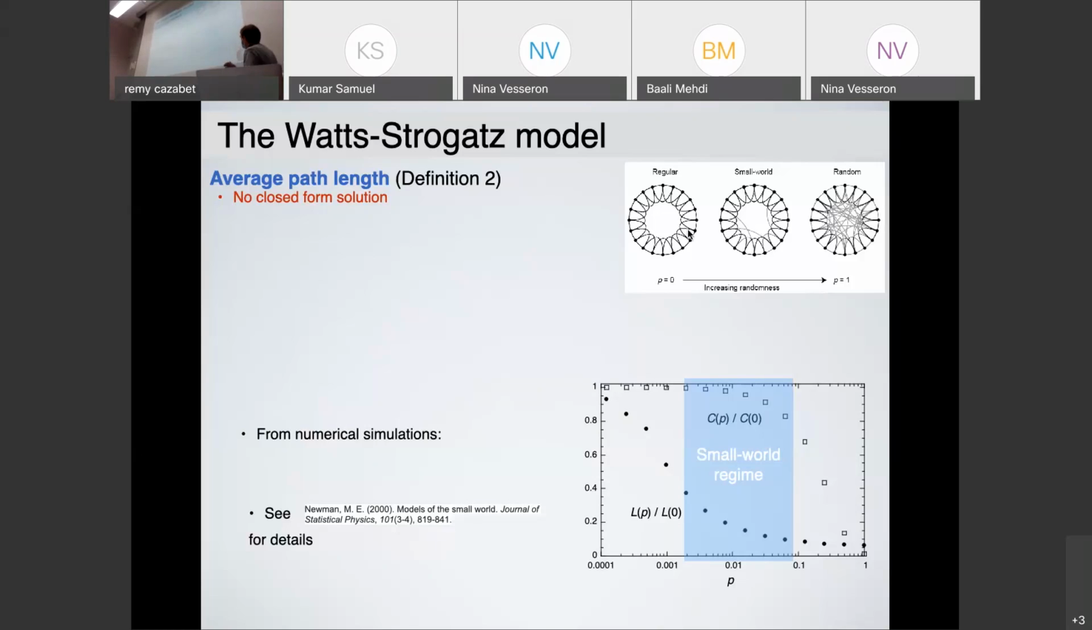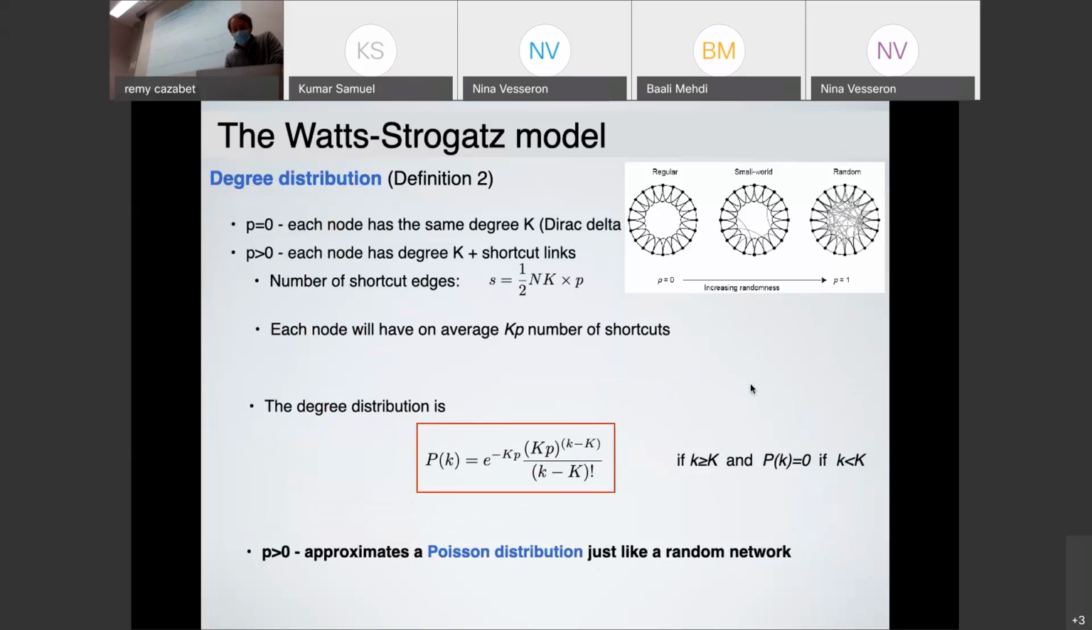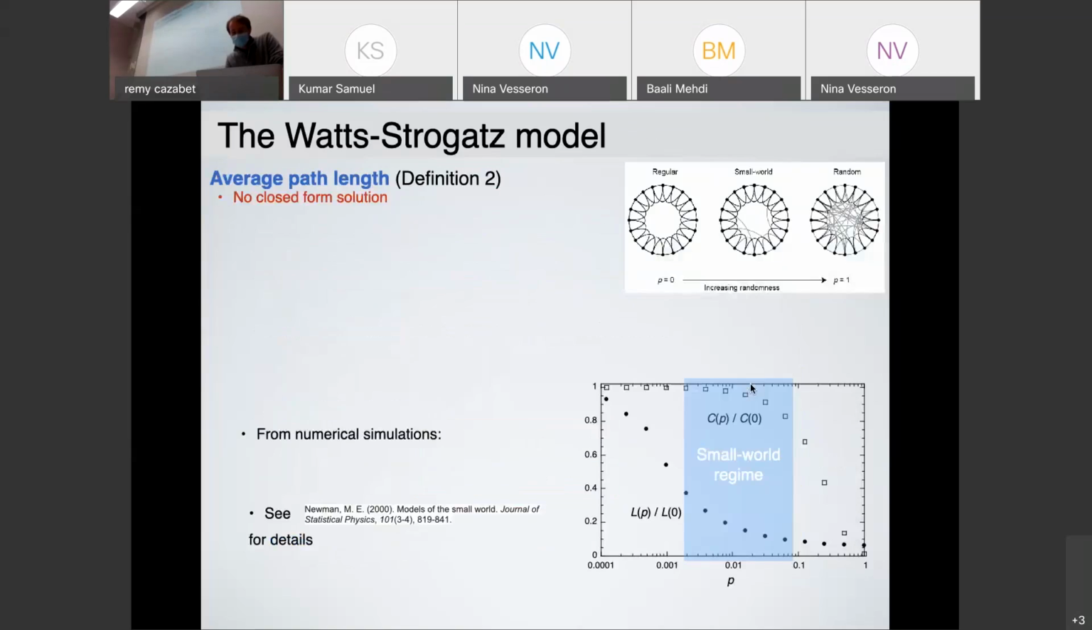What's happening is that somewhere in the middle here, depending on where you put your boundaries, you will have an area with small average distance and a high clustering coefficient. And this is what we call the small world regime, where you have both these properties. So one question you can ask is, is this realistic? Is it what's happening in real life? Well, not necessarily. Maybe in some networks.